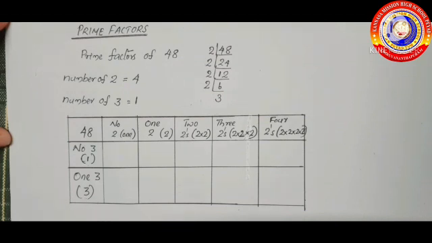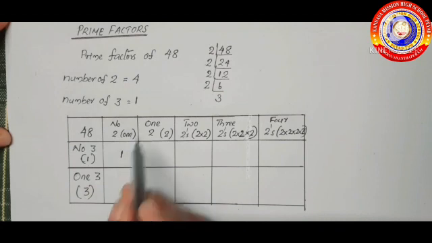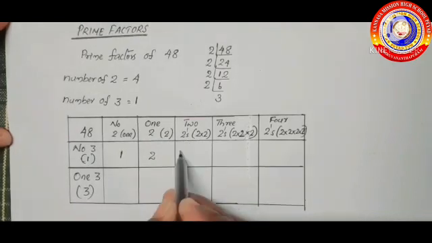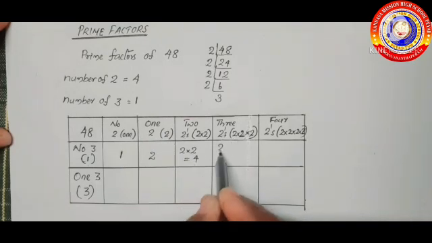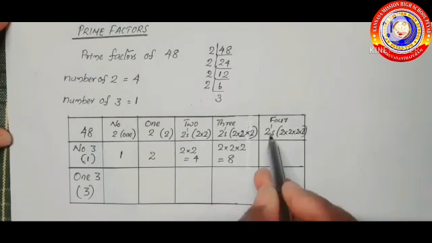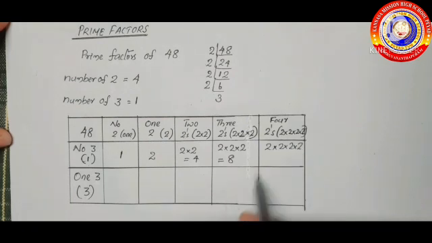So the first row is 1 into 1, 1. Then 1 into 2, 2. Then 1 into 4, 4. 1 into 8, 8. Then 1 into 16 is 16.